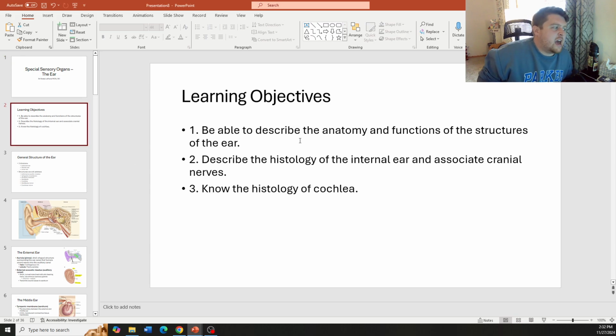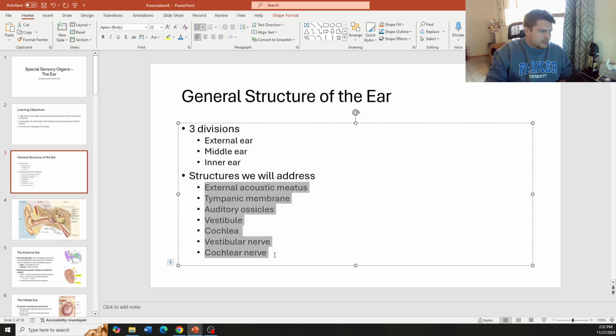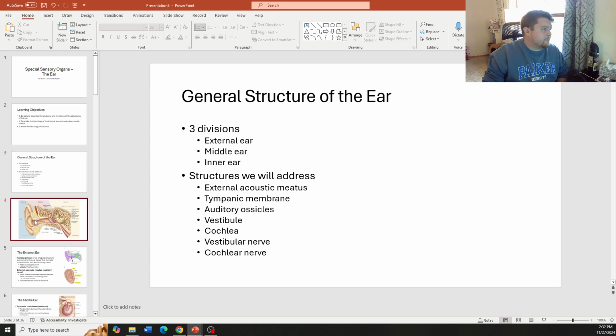So we're going to talk about the anatomy and functions of the ear, the histology of the ear, internal ear and the ear cranial nerves, as well as the cochlea. So these are what we're going to talk about. The ear is divided up into three divisions: the external, the middle, and the inner ear. We're also going to talk about a couple of different structures, all listed right there.